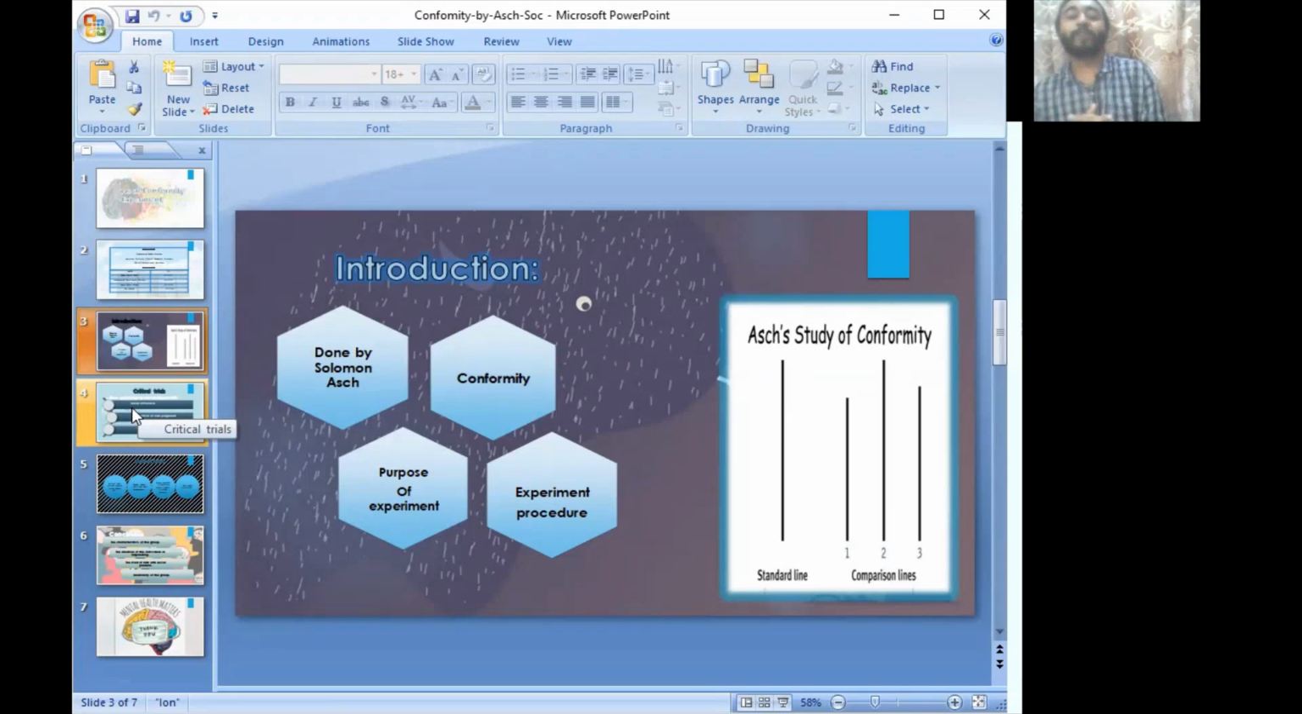The purpose of Asch's experiment is to demonstrate the power of conformity in a group of people.